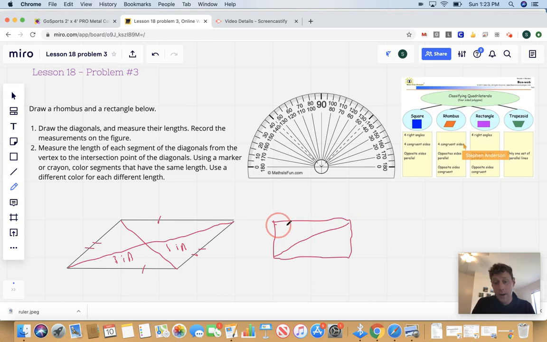If you have a ruler at home, great, use it. Use it to measure how long this point to this point is. This is where they intersect. This is where the two lines cross each other. All right? And you have done number 3.